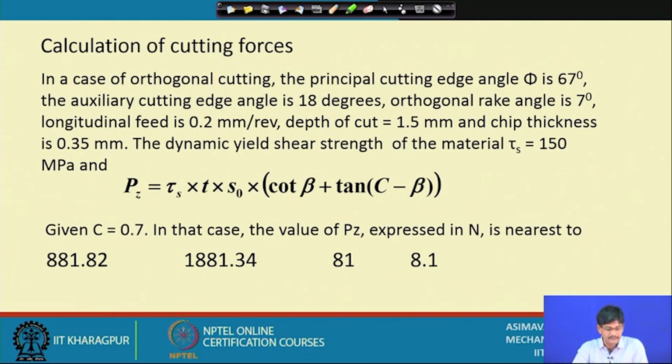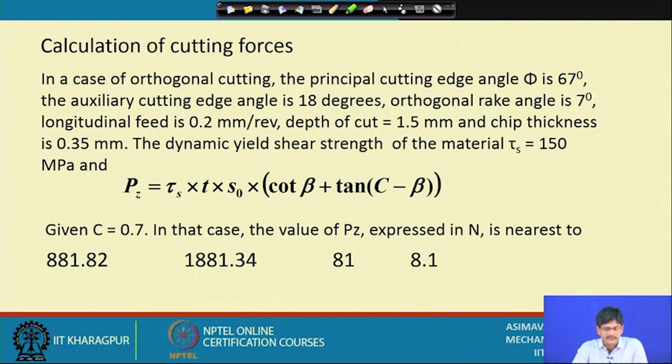881.82 newtons, 1881.34 newtons, 81 newtons and 8.1 newtons. Now, how do we proceed to solve this sort of problems?